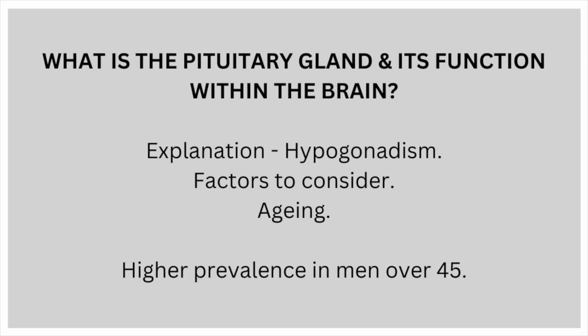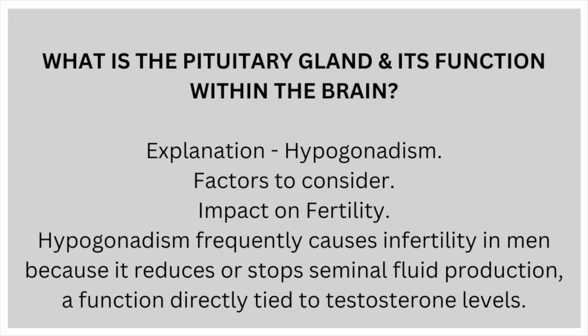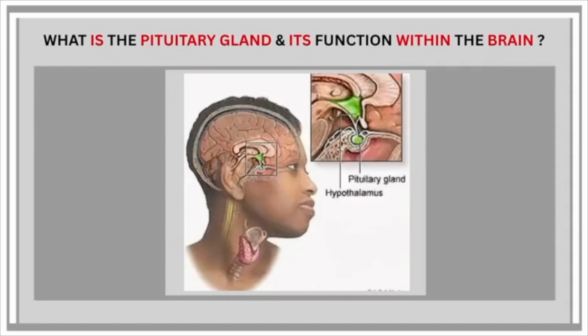Factors to consider: aging. There'll be a higher prevalence in men over the age of 45. Obesity and type 2 diabetes. Roughly 30 to 50% of men with these conditions may have hypogonadism. Impact on fertility. Hypogonadism frequently causes infertility in men because it reduces or stops seminal fluid production, a function directly tied to testosterone levels.